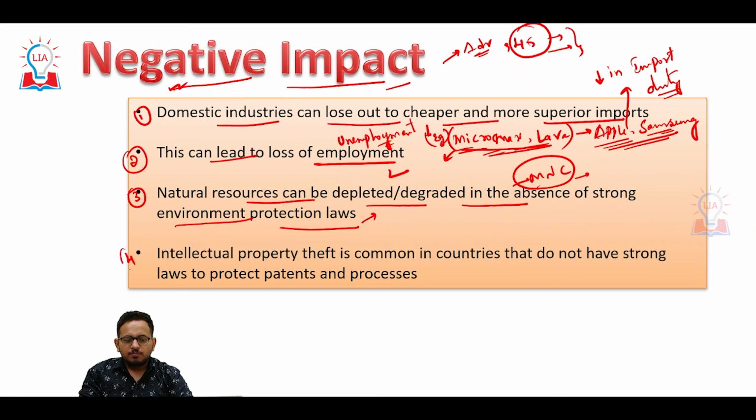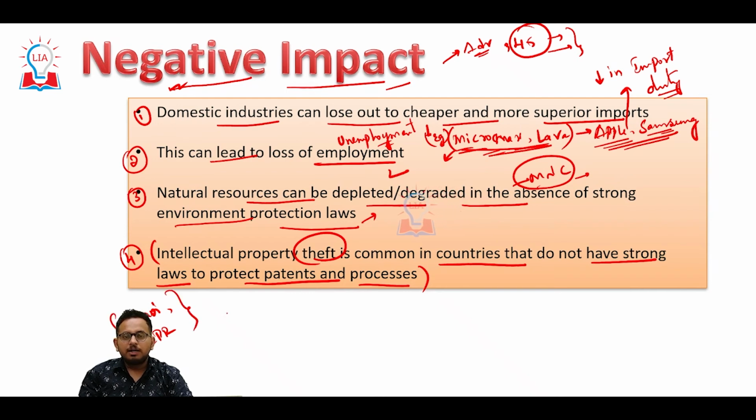The last one, intellectual property theft is common in countries which do not have strong laws to protect patents and processes. This is how you can see, in the absence of environmental laws and also IPR protection, such FTAs would be detrimental to the economy and also to the natural resources.